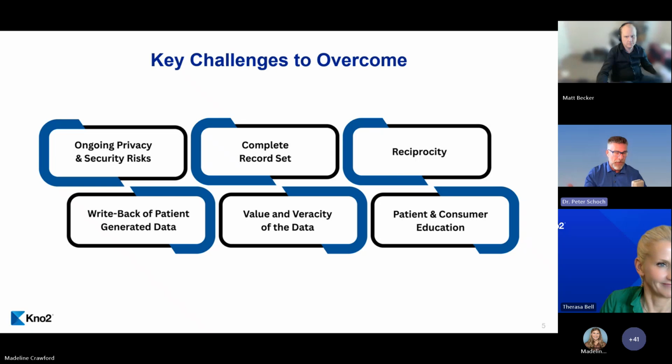So the patient and consumer education, just to close that, because you asked me to say something about that, I think Matt touched on it with the ongoing privacy and security risks.